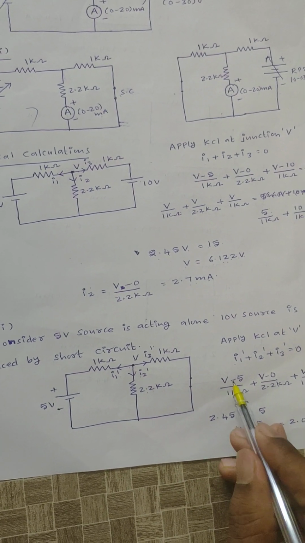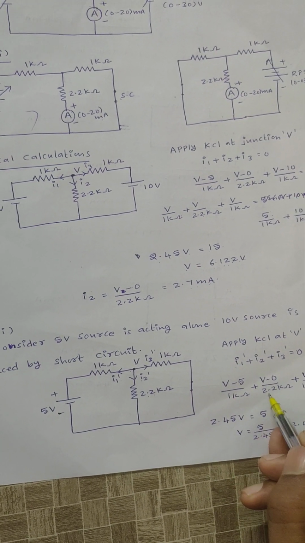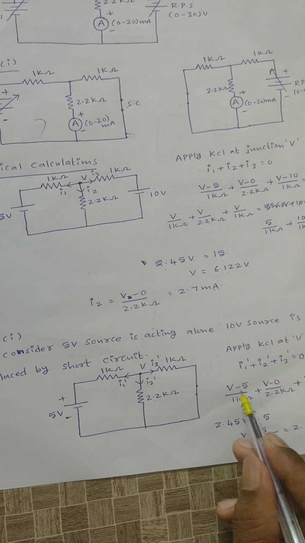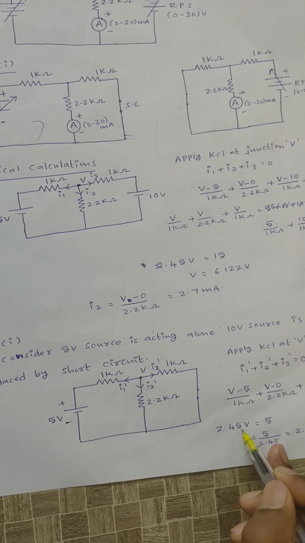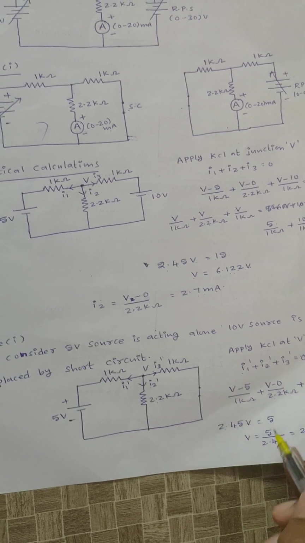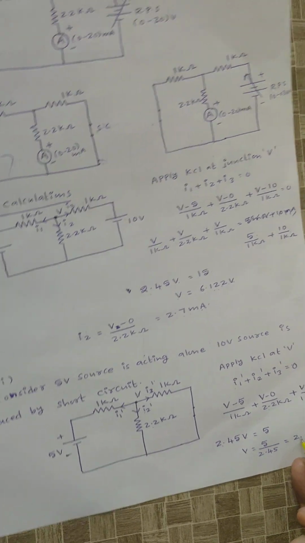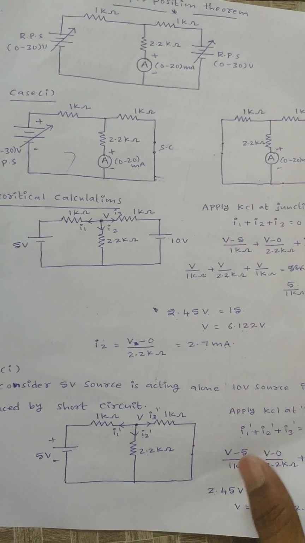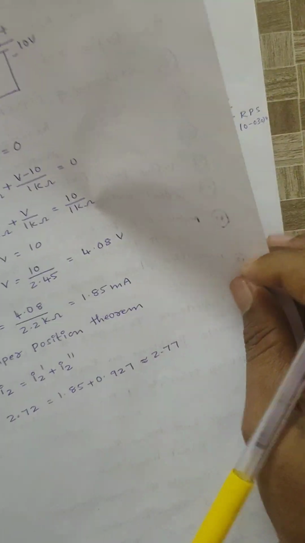If I simplify this equation, V by 1 kilo ohm plus V by 2.2 kilo ohm plus V by 1 kilo ohm is equal to 5 by 1 kilo ohm. On the left-hand side I will get 2.45 V is equal to 5. Then V is equal to 2.04 volts. The node voltage is completed. Then I2 dash is equal to V by 2.2 kilo ohm.